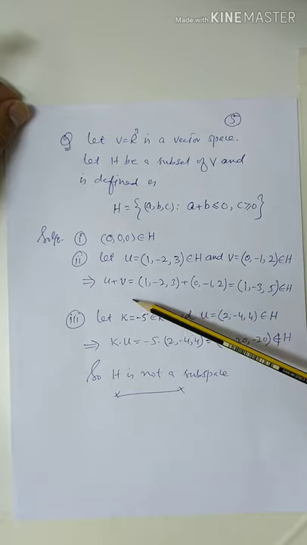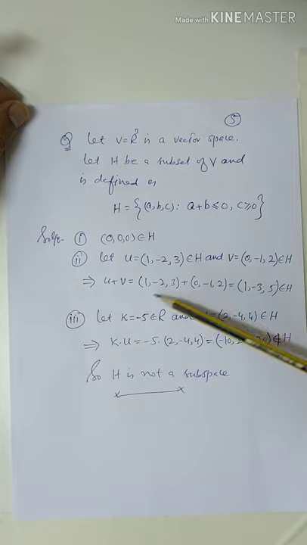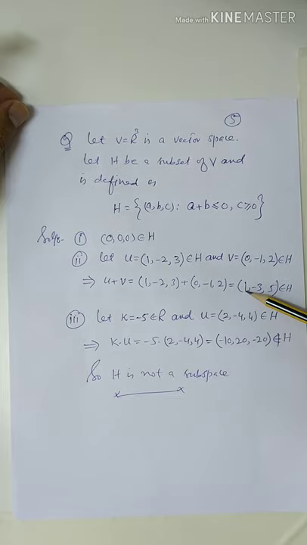Now, if you add u plus v, so 1 plus 0 will be 1. Minus 2 plus minus 1 will be minus 3. 3 plus 2 will be 5. So again, this belongs to H. Why? Because if you first add a plus b, so 1 plus minus 3 will be minus 2, and this is less than 0, and c is 5, which is greater than 0. So the second condition is also satisfied.